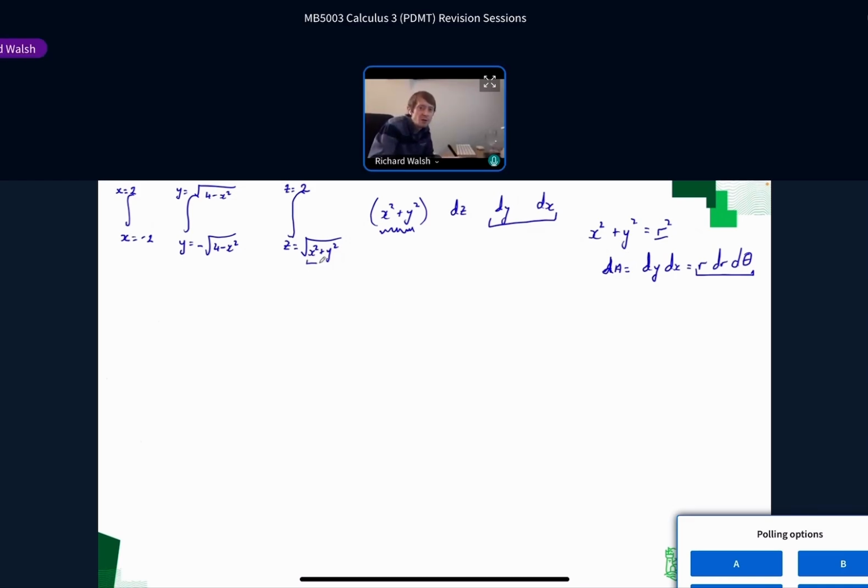The square root of x squared plus y squared. Well, if x squared plus y squared is r squared, we square root both sides. The square root of x squared plus y squared is the square root of r squared. The square root of r squared is just r. So r will just be going in instead of the square root of x squared plus y squared. Right?